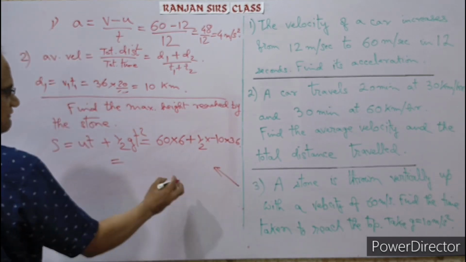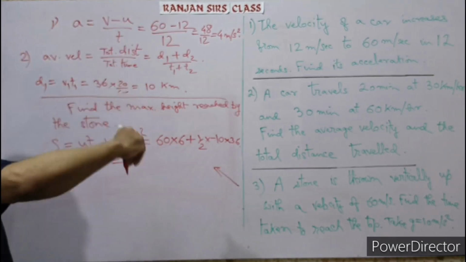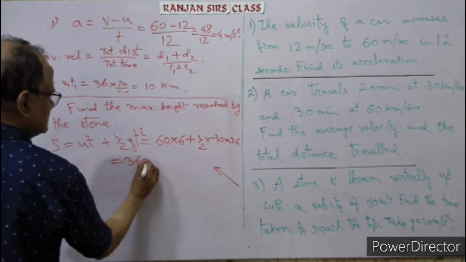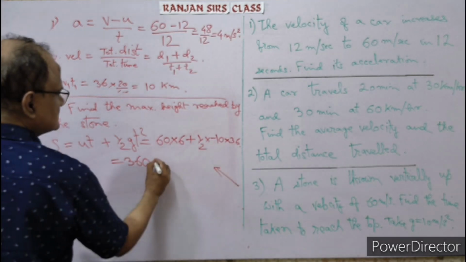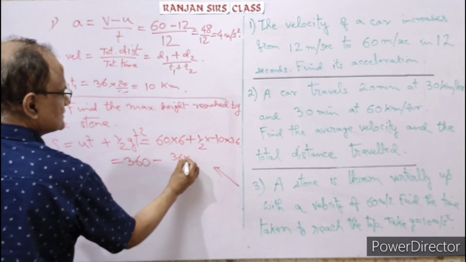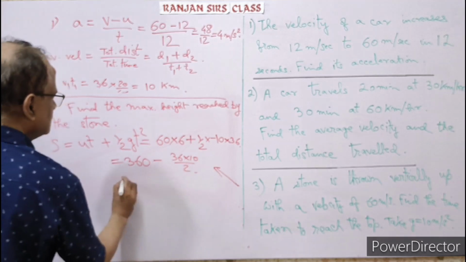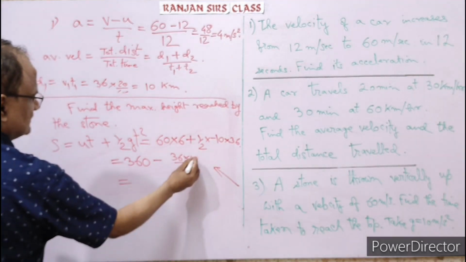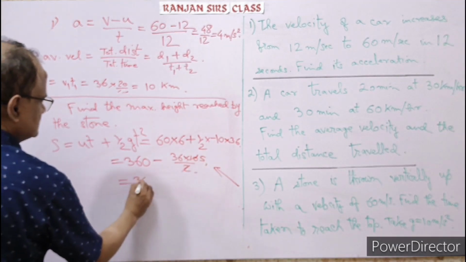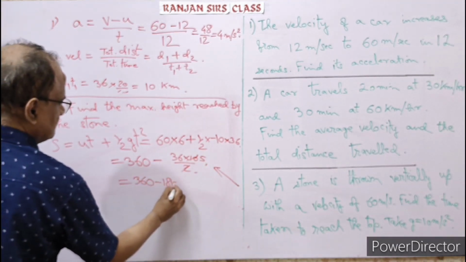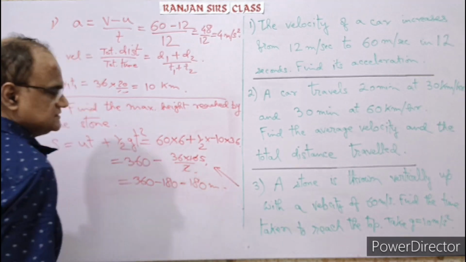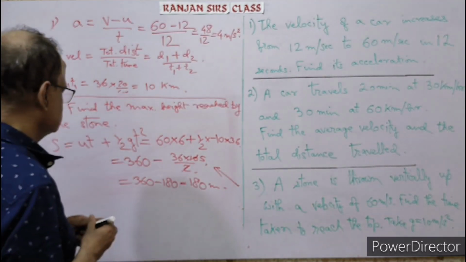Hence, the distance traveled to reach the topmost height is equal to 360 minus 36 into 10 by 2. So what are we getting? Here we are getting 180. Therefore 360 minus 180 is equal to 180. Maximum height reached is equal to 180 meters.